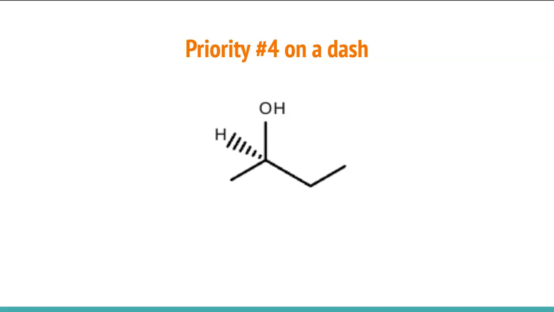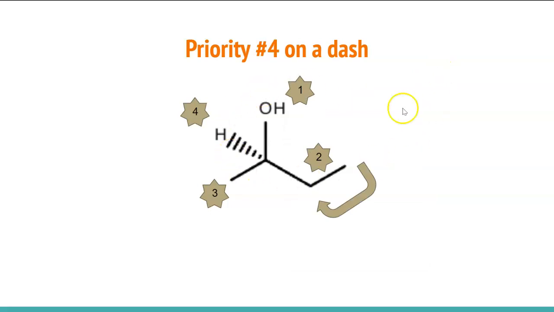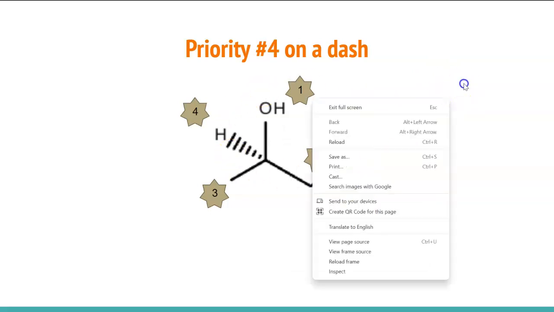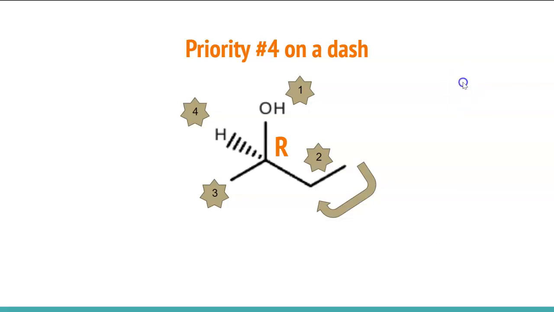Again, you want to start with assigning your priorities. So oxygen is really what we're looking at here. It is a higher atomic number than hydrogen. We are looking at the ethyl group as priority number 2, the methyl group as priority number 3, and then the hydrogen, of course, is priority number 4. The movement is clockwise, which would make it an R. And we're looking at R-2-butanol.